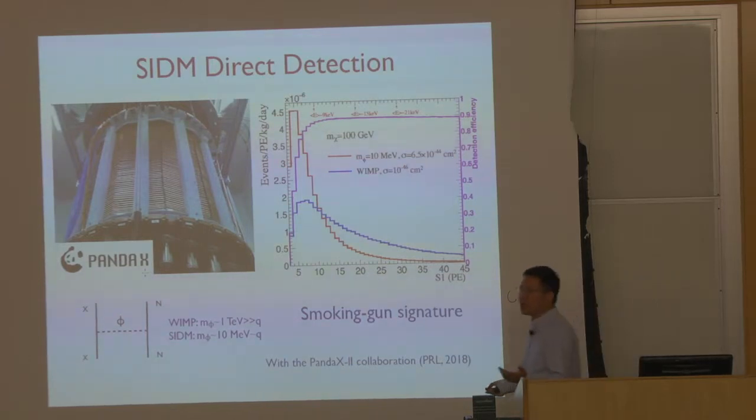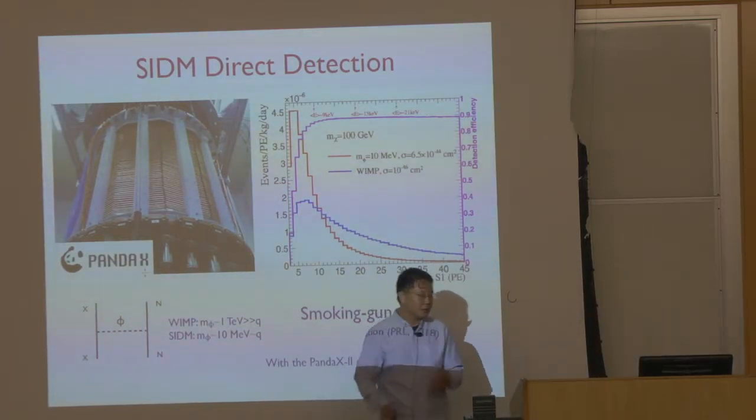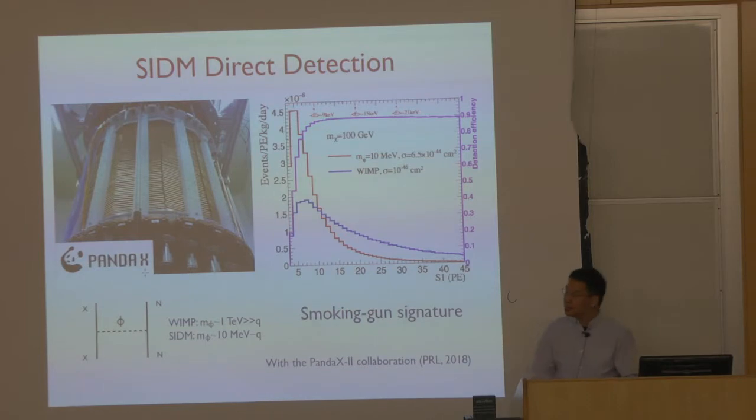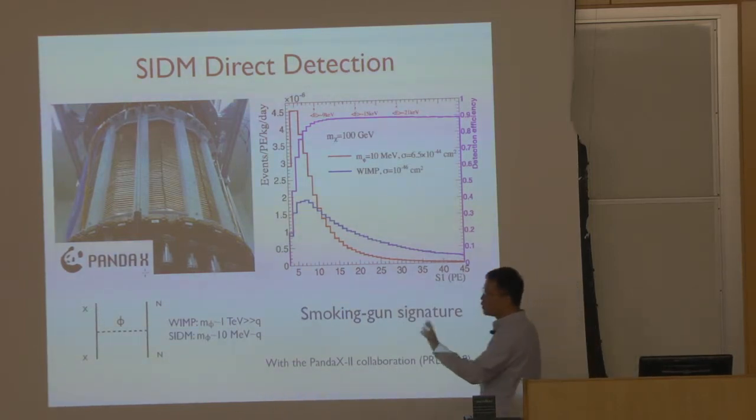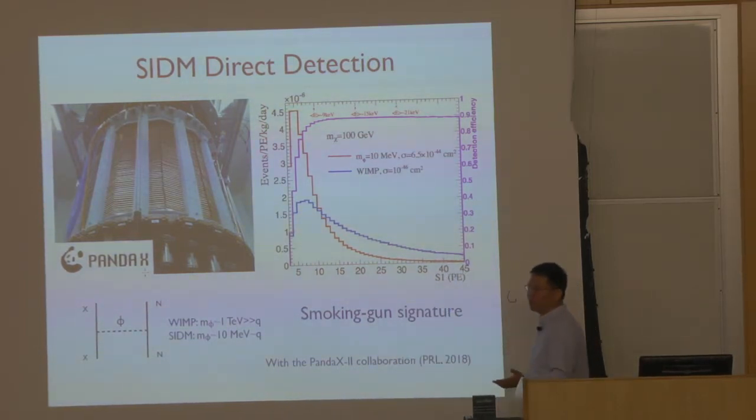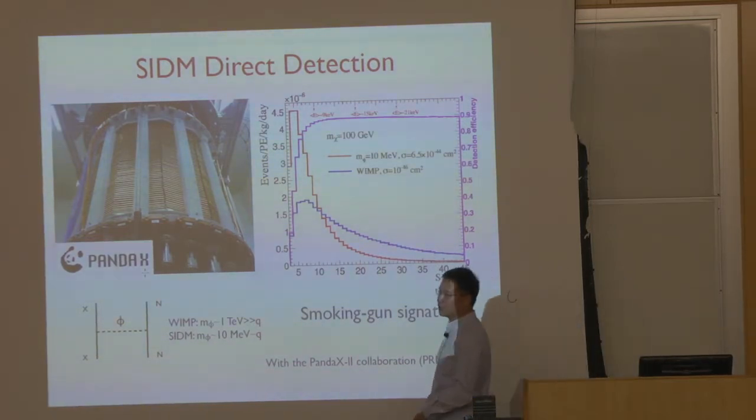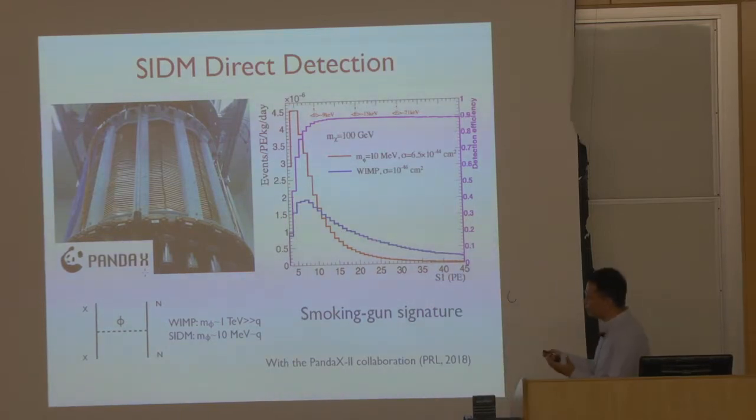And you can ask, what can you do with that, right? Is it the end of the story? The answer is no. So you can ask, what is the detection possibility for SIDM? It really depends on the assumption of whether this dark photon couples to the standard model or not. So let's assume, just like everyone does, that it couples to the standard model.